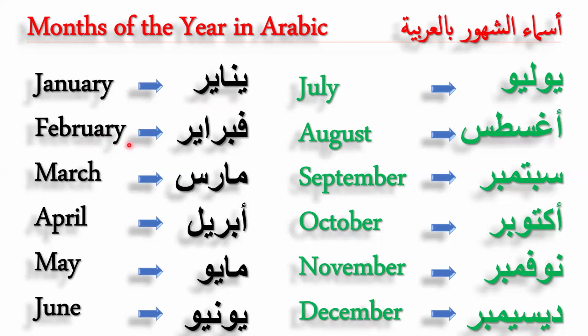February, فبراير. March, مارس. April, أبريل. May, مايو. June, يونيو.